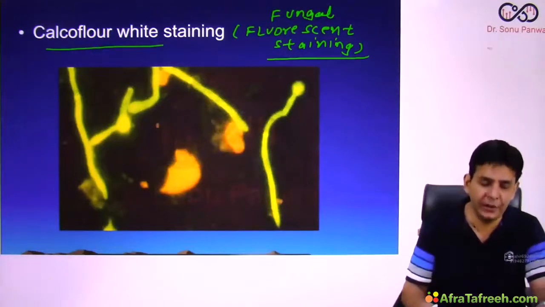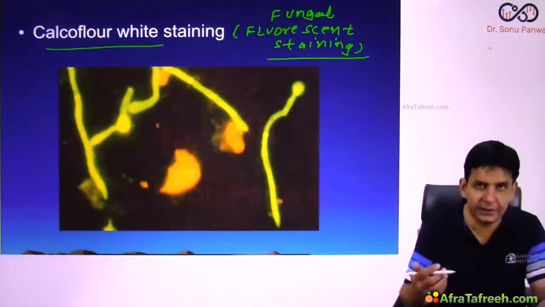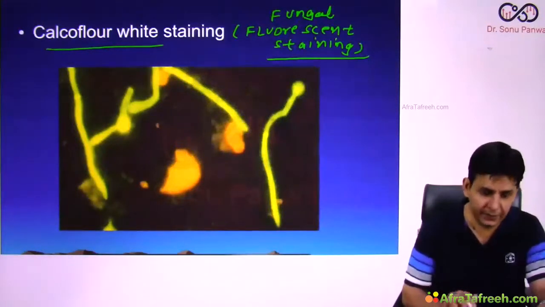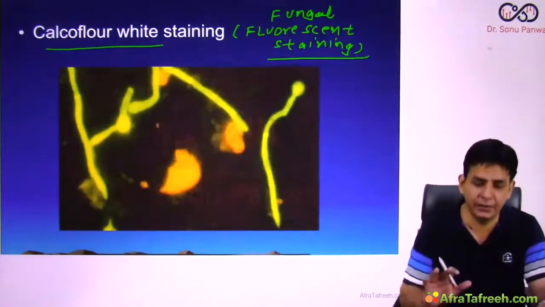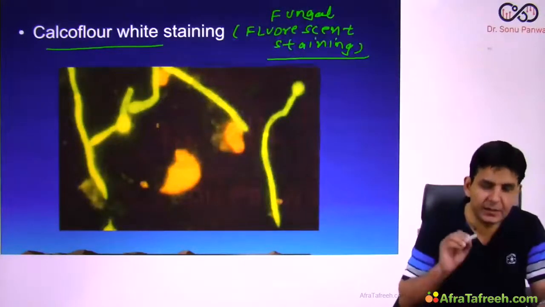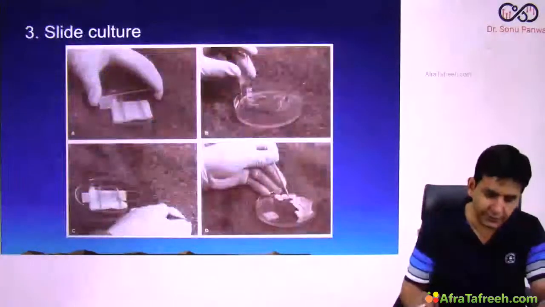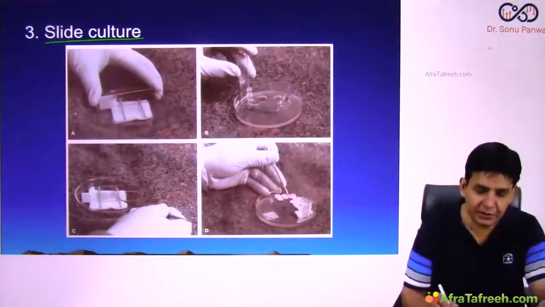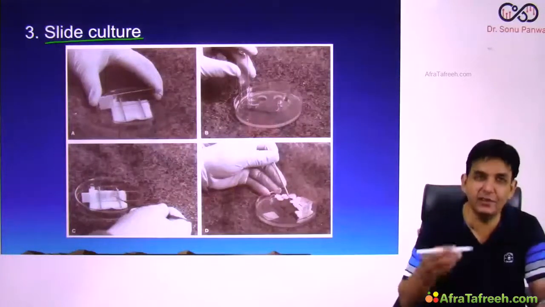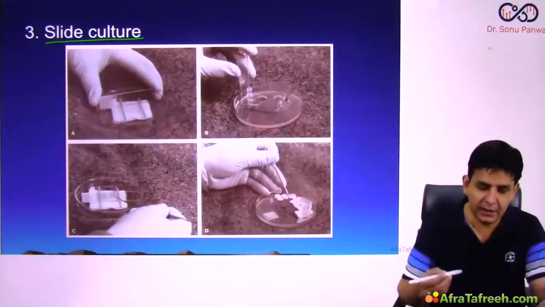And in total, what you need to remember are the various fluorescent stains. One is auramine rhodamine, one is chalcofluor white, and one is acridine orange. These three names you need to remember. Fungal is chalcofluor white. Now, this particular method is employed in lab diagnosis to find out the basic structures of various molds and all.